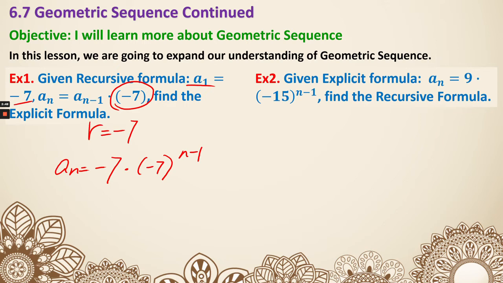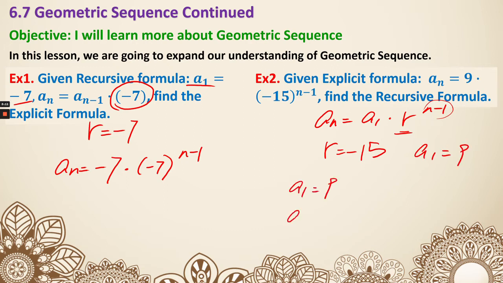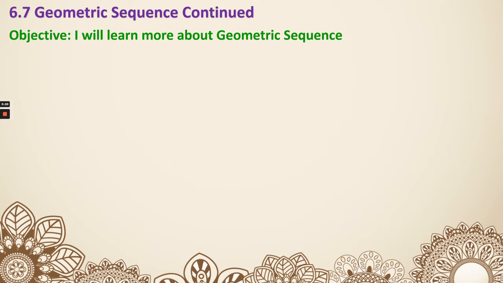Example 2, you are given the explicit formula. Let me write the formula again. a sub n equals a sub 1 times r to the n minus 1 power, which means whichever item has the n minus 1 as an exponent, that is going to be your r. In this case, our r is negative 15, and our a sub 1 is 9. So when I write my recursive formula, a sub 1 is 9, and a sub n equals a sub n minus 1 times negative 15. That is example 2. Next, example 3.